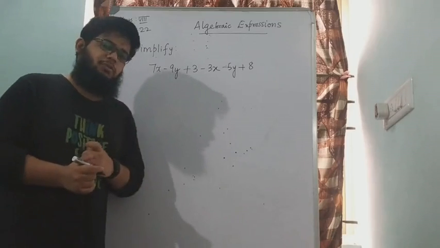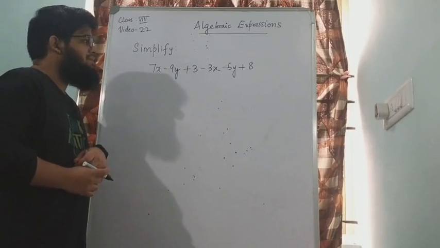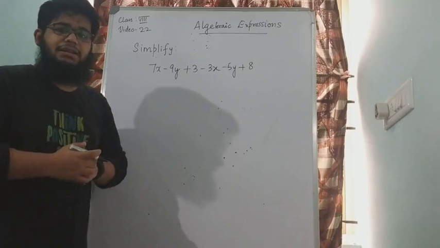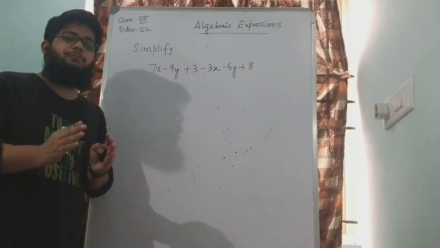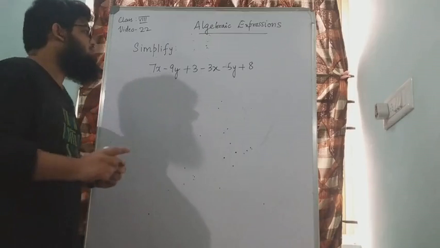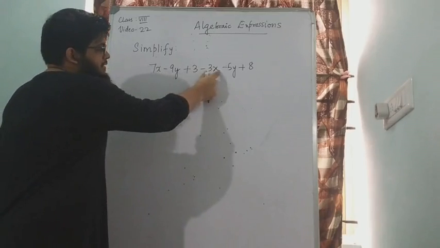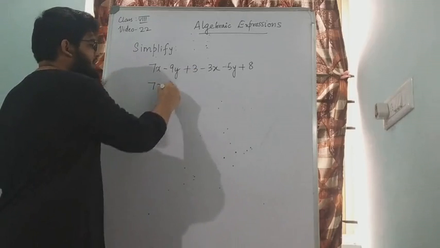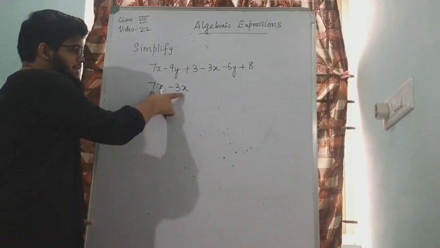So I have a question on the board, and it is 7x minus 9y plus 3 minus 3x minus 5y plus 8, and this needs to be simplified. Let us see how to do it. Usually the first step is that we make groups of like terms, right? So let us start by making groups of like terms. 7x and 3x are like terms, isn't it? So I write 7x and I write 3x next to it, so that it becomes a group. So this is one group of like terms.